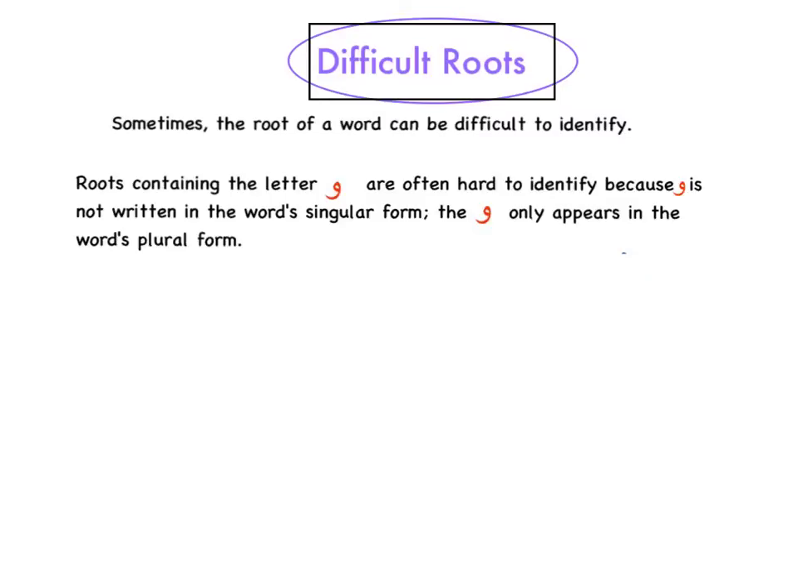Now let's talk about difficult roots. Sometimes the root of the word can be difficult to identify, as we saw in the word أسماء, اسم, أسماء. Roots containing the letter waw are often hard to identify because waw is not written in the word's singular form. The waw only appears in the word's plural form.